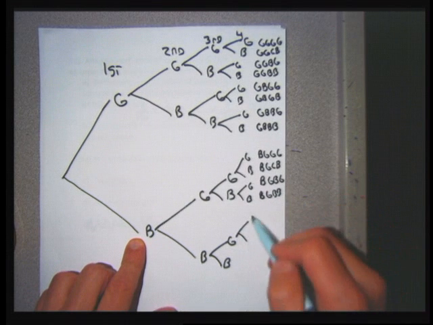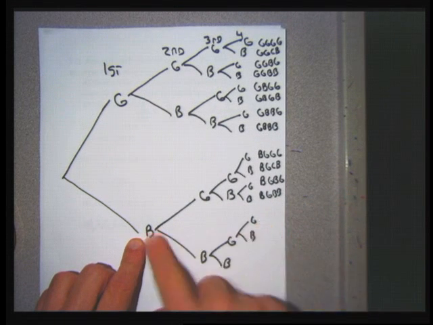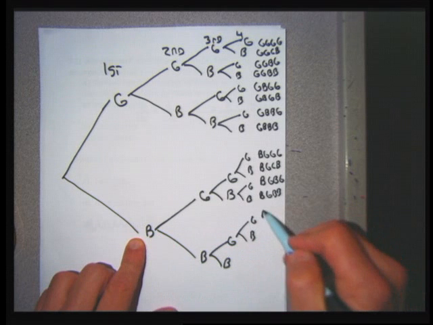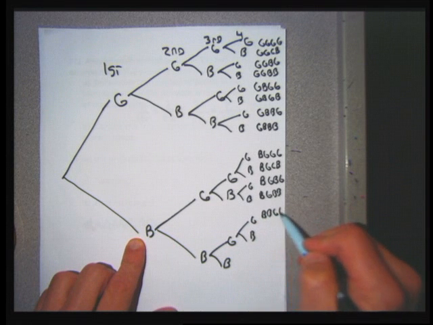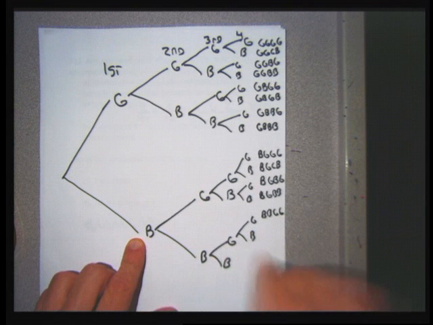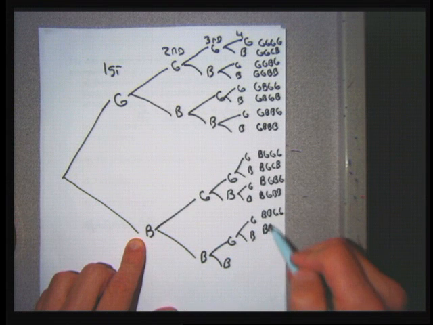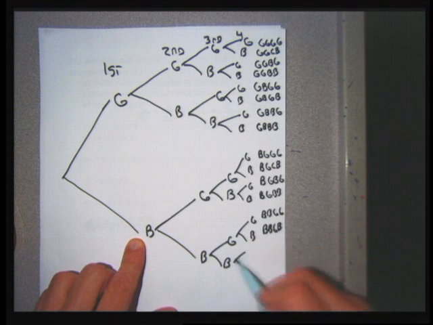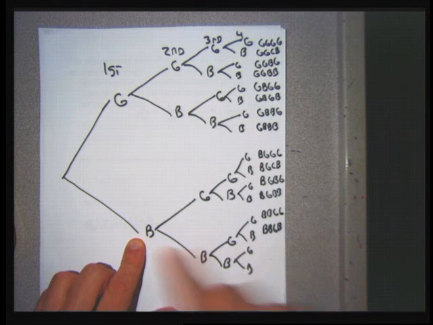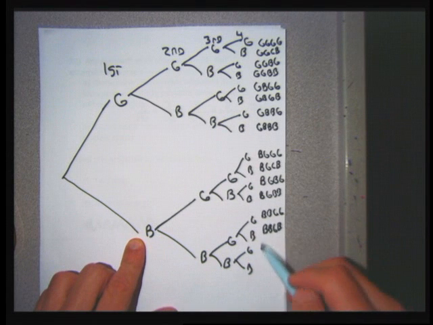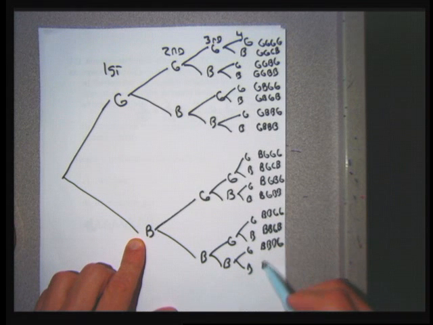And then same down here. This G is boy, boy, girl, girl. This B is boy, boy, girl, boy. This G is boy, boy, boy, girl. And this B is all boys.